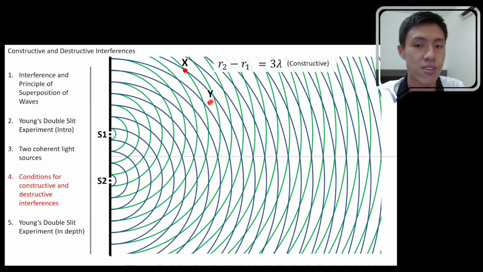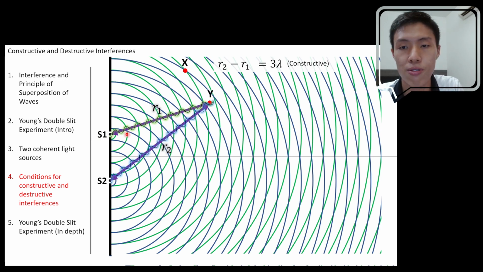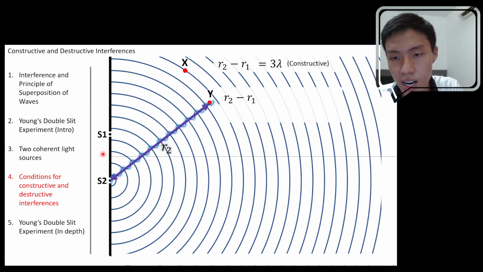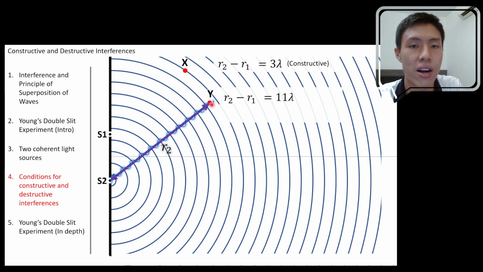Let's try to find the path difference as we did before. Of course you have your green path here and your blue path here. You want to find the difference. The green path you call R1, the blue path you call R2. We are going to find R2 minus R1. Let's start with R2 first. You can try to count: 1, 2, 3, 4, 5, 6, 7, 8, 9, 10, 11. We still haven't gone up, because right in the middle you reach the trough. So this is exactly 11 wavelengths for R2.